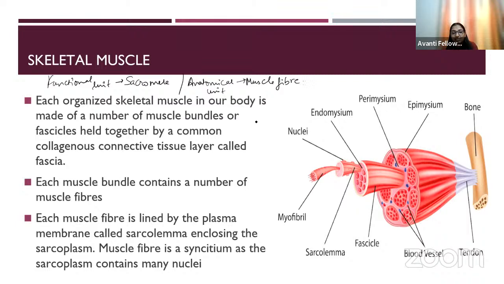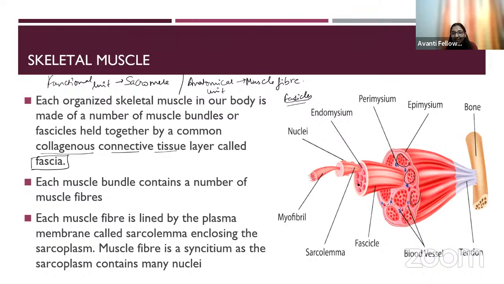And the skeletal muscles consist of bundles of muscle fibers, and these bundles of muscle fibers are known as fascicles. You can see these bundles, they are the fascicles. They are the bundles of the muscle fibers. And these bundles are held together by the common collagenous connective tissue, which is known as fascia. Here, these are the collagen fibers, which are holding these fascicles together.